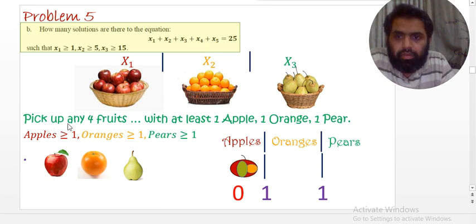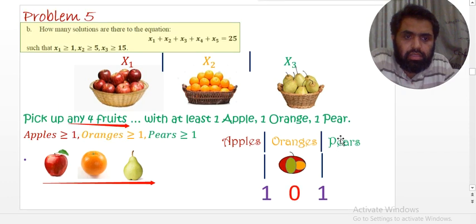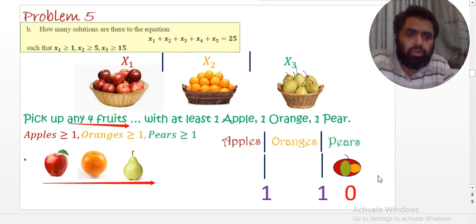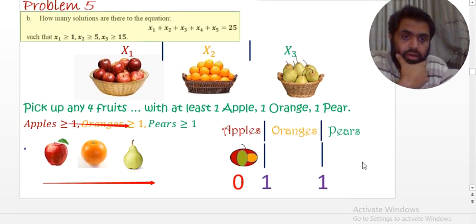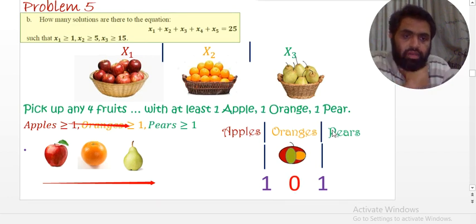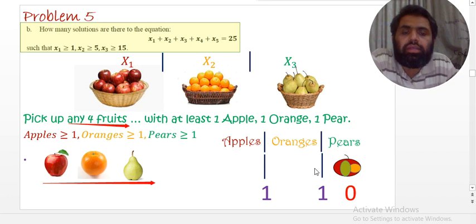I should pick up 4 fruits, and I have already got 3 fruits, so my choice is left with only 1. So for that 1, I can either choose apple, or orange, or pear. So I have 3 possible solutions. I can choose the one fruit of my choice as apple, orange, or pear. So for the 4th fruit I have 3 choices. That's fine. How to do it in equation form?